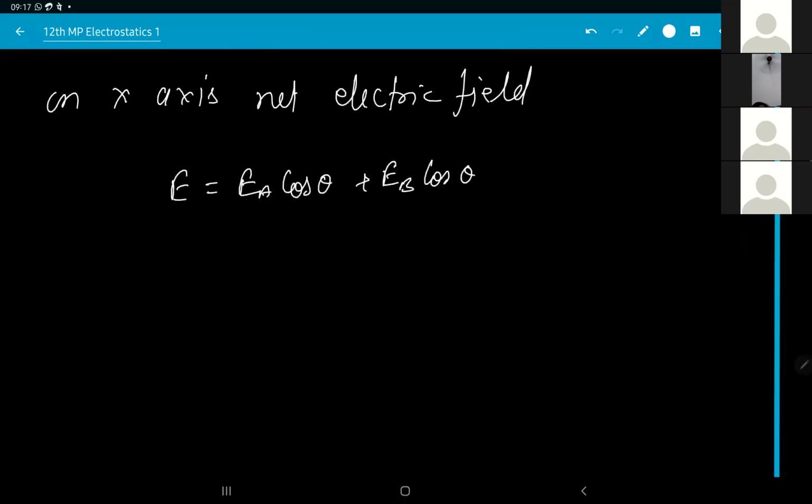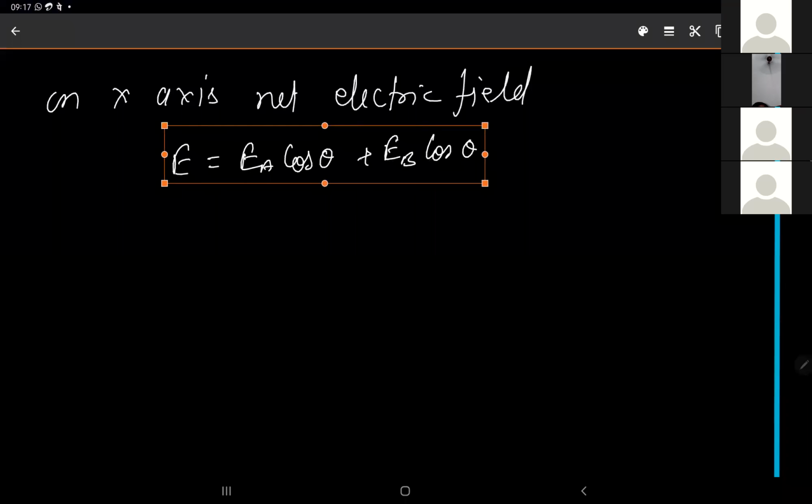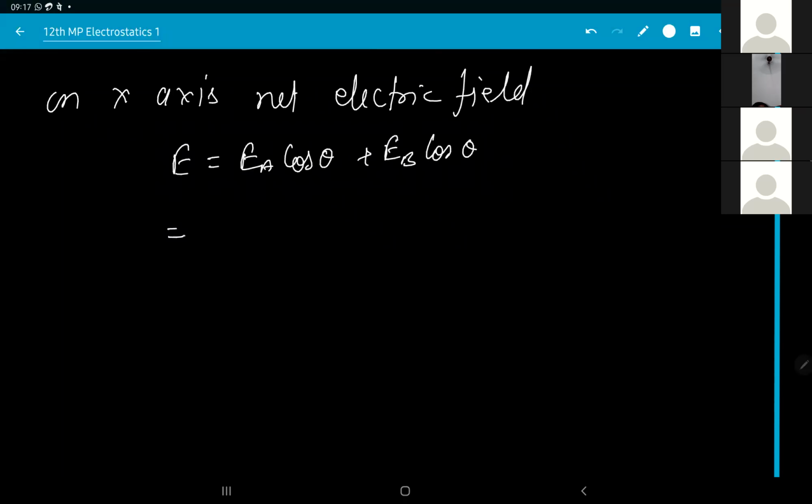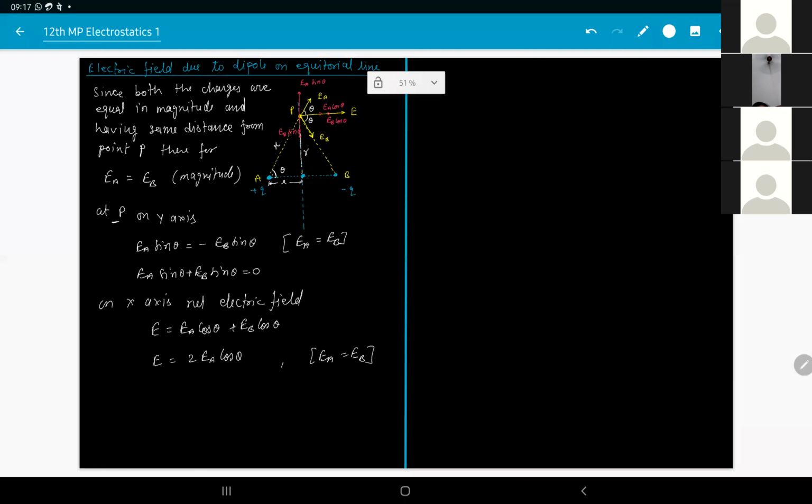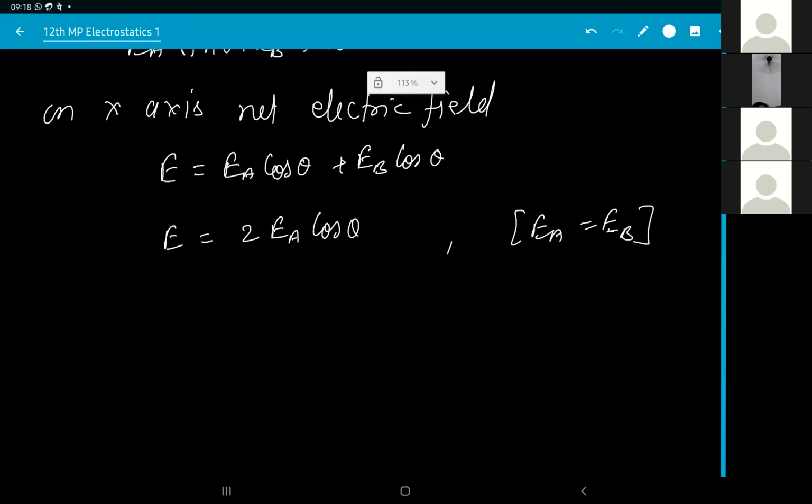But we know that EA is equal to EB. We can write E is equal to 2EA cos theta. Why? Because EA is equal to EB. Do you have any problem till there? No sir. Okay, that's good. Now, consider it equation number 1.